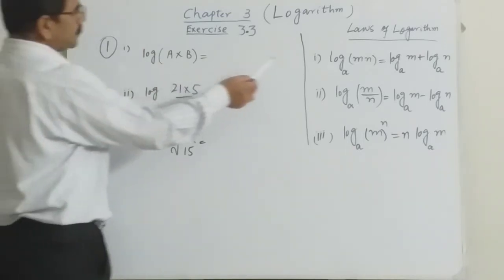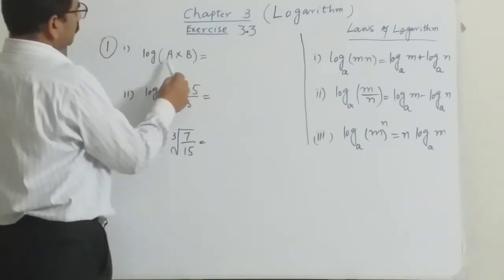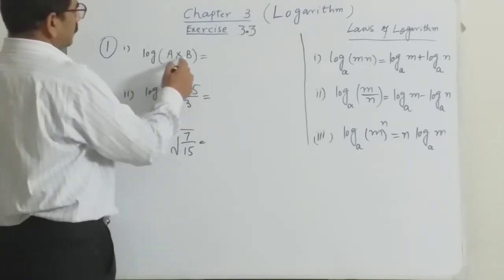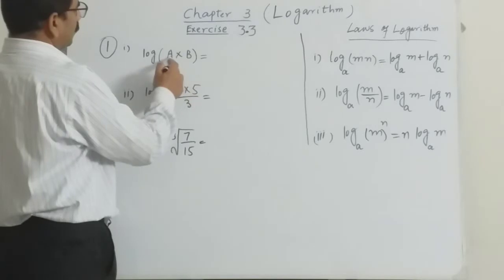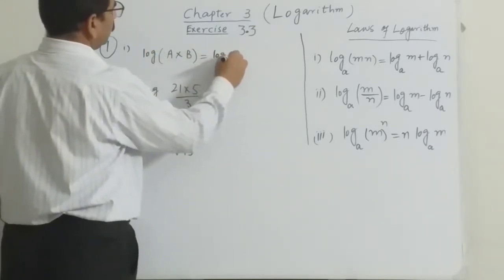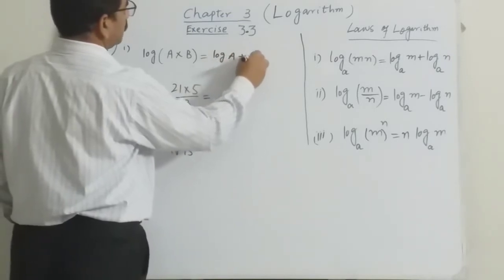So, according to first law, if we have logarithm of product of two numbers, then that will be equal to the sum of the logarithms of the two numbers. This will be equal to log of a plus log of b.